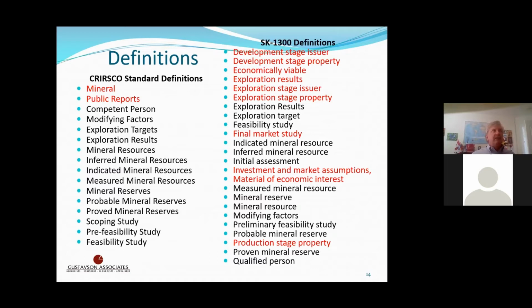SK 1300 does not define a mineral or define public reports, but it includes the project stages. It includes the words economic viable. I duplicated highlighted exploration results, which is in CRIRSCO. It uses the words initial and final market study and investment and market assumptions, which translate into other things within CRIRSCO, but all of it is sort of there, but there are some very specific things that have to be addressed when writing one of the SK 1300 reports.